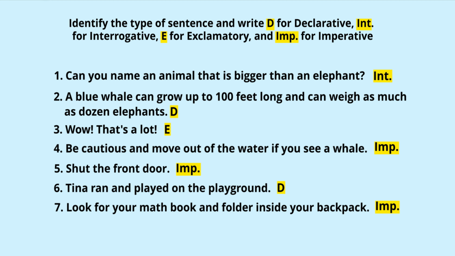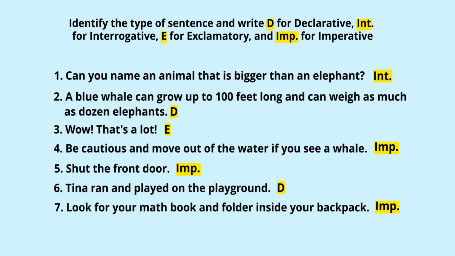Identify the type of sentence and write D for declarative, INT for interrogative, E for exclamatory, and IMP for imperative. Let's see the first one. Can you name an animal that is bigger than an elephant? You're asking a question. It's pretty simple. It would be interrogative because it's a question, right?